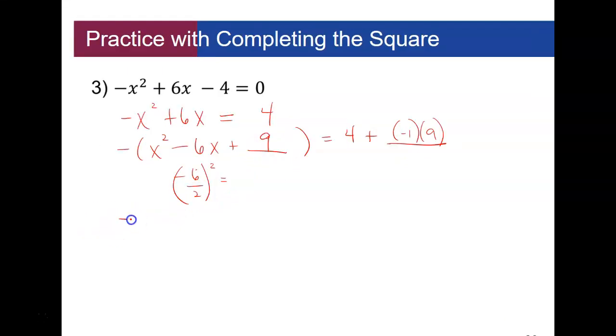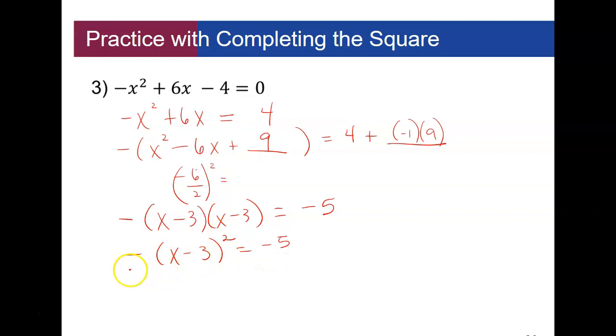Here, we want to factor this. And so when we factor this, we're going to have x minus 3 and x minus 3. We've still got the negative out in front. And then this is going to give us 4 and then a negative 9. So 4 plus a negative 9 will be a negative 5. We're going to rewrite this as x minus 3 squared.